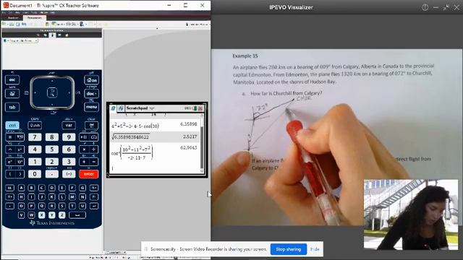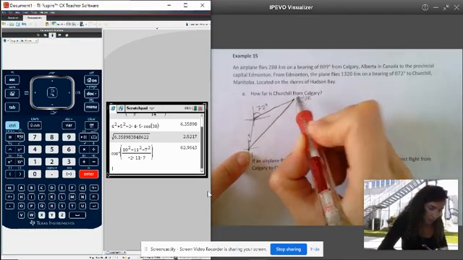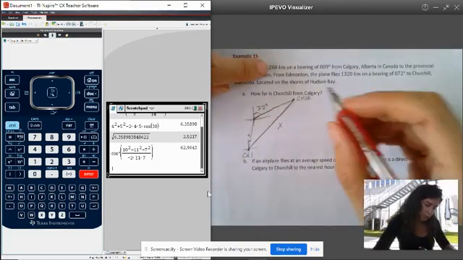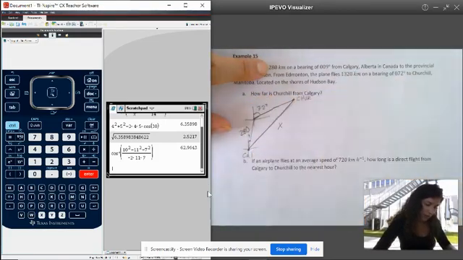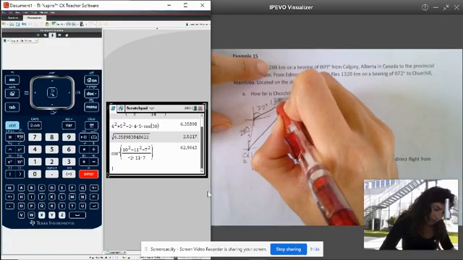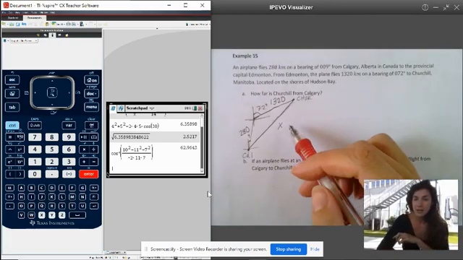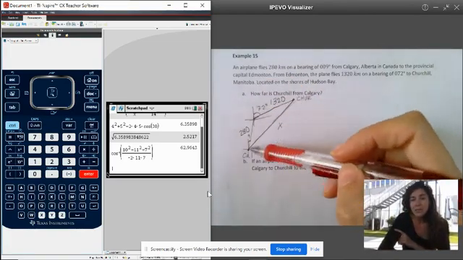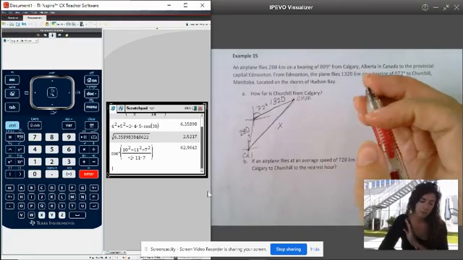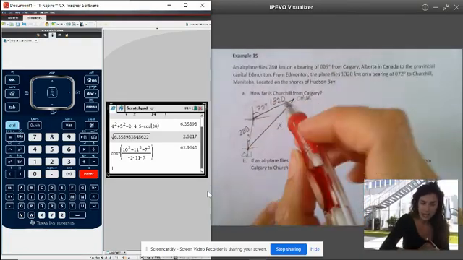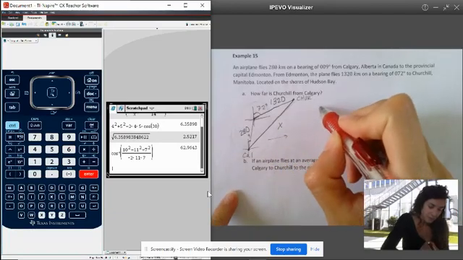And then it wants to know how far is Churchill from Calgary. So we want to know this distance. It also tells us that the airplane flew 280 kilometers this way, and then it flew 1,320 kilometers that way. So what we have here is two side lengths, and we're missing the third one, and it's a non-right triangle. And then we're given a bunch of angle information. I'm going to focus on this angle situation just to the side over here.